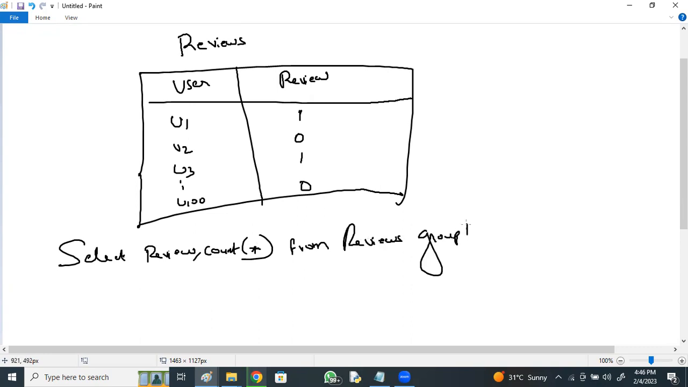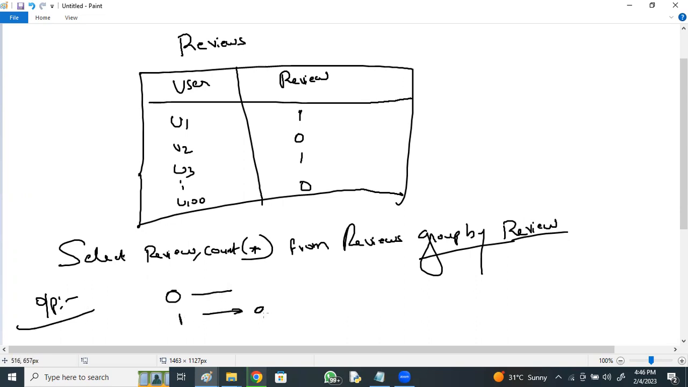Group by. Select review, comma, count star from reviews group by review. Group by what? Review, right? So the output will be like 0, 1, right? 90 people saying the movie is good, 10 people saying the movie is bad, right?